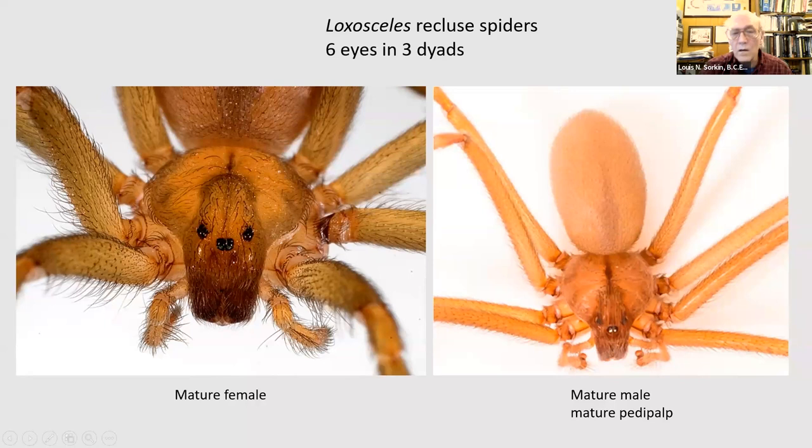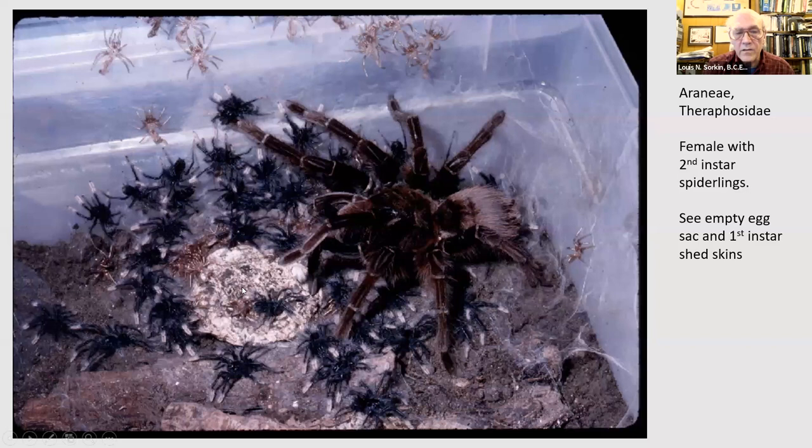A tarantula, these are theraphosid spiders. You can see that this is a second instar tarantula spiderling. The first instar came out of the egg, and these are the shed skins. You could see that also the young don't really look like the adult female at this point in their life.